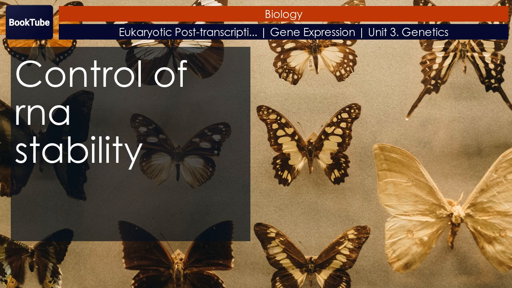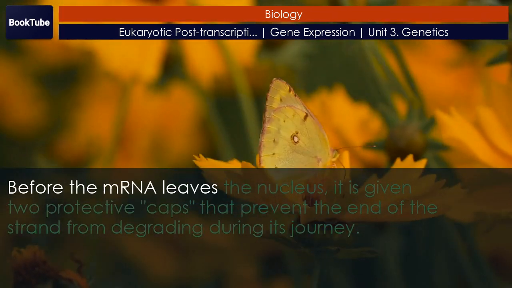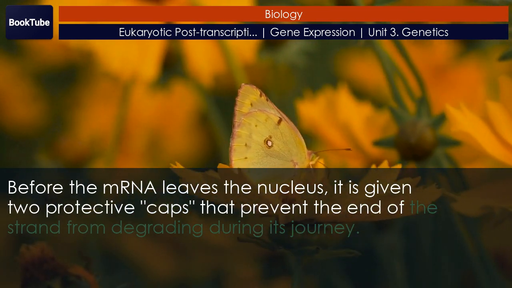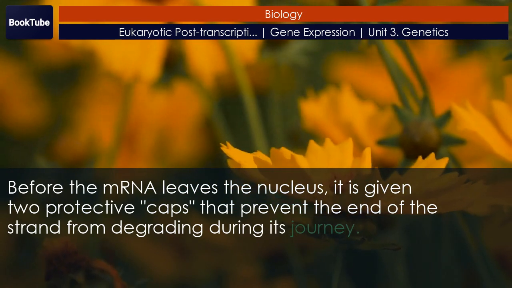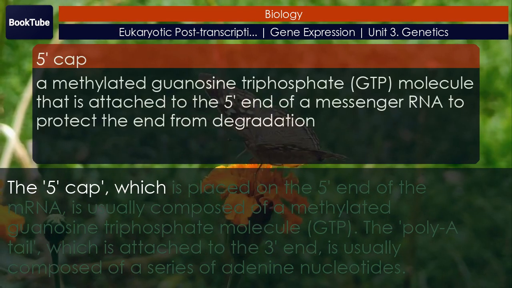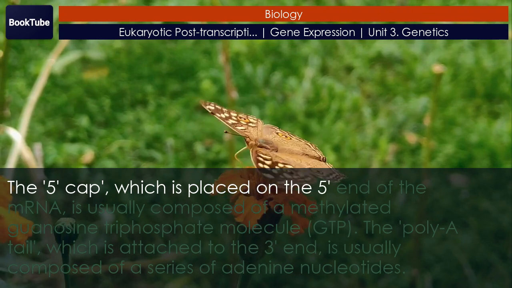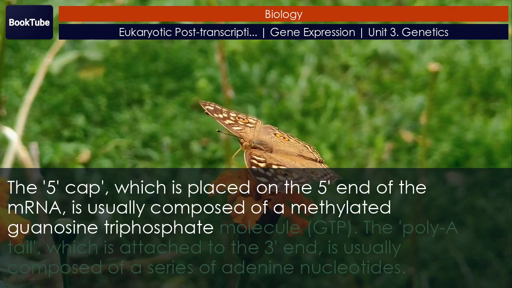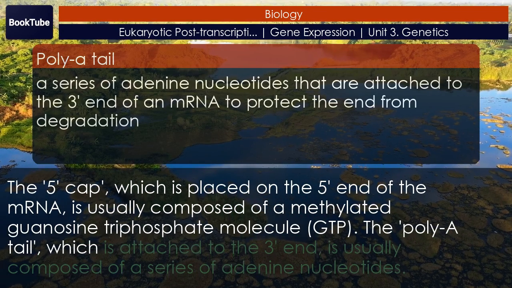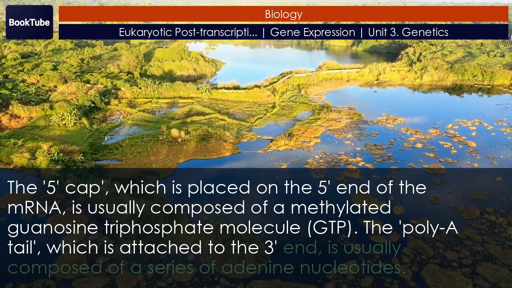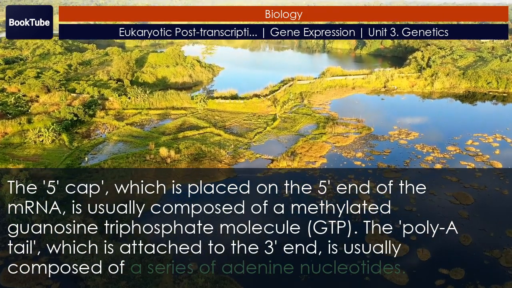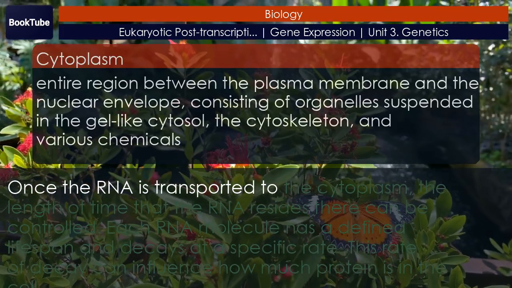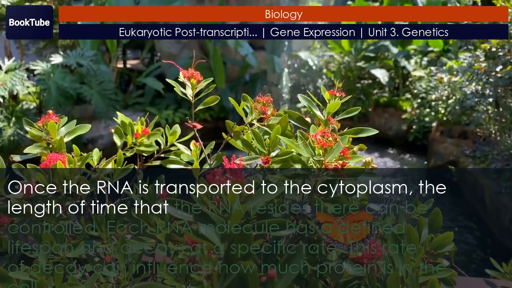Control of RNA stability. Before the mRNA leaves the nucleus, it is given two protective caps that prevent the end of the strand from degrading during its journey. The 5' cap, which is placed on the 5' end of the mRNA, is usually composed of a methylated guanosine triphosphate molecule, GTP. The poly-A tail, which is attached to the 3' end, is usually composed of a series of adenine nucleotides.